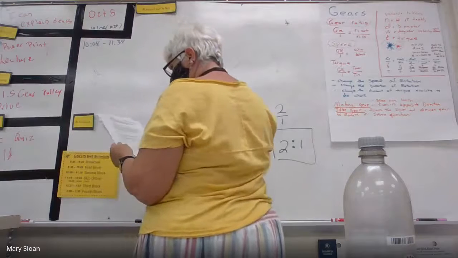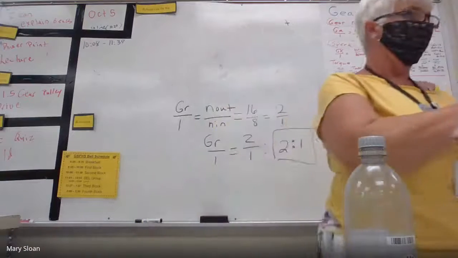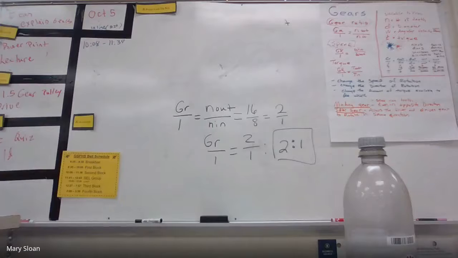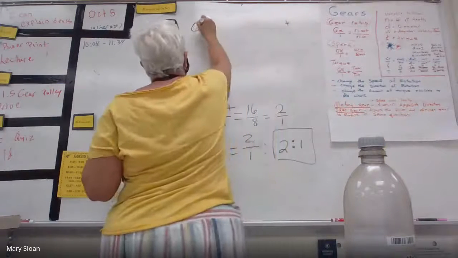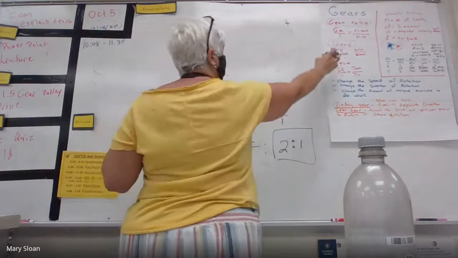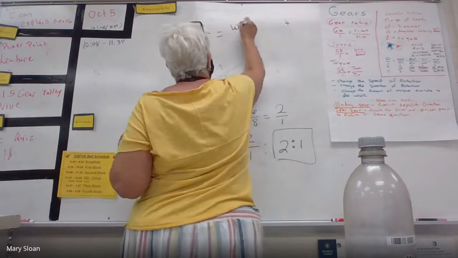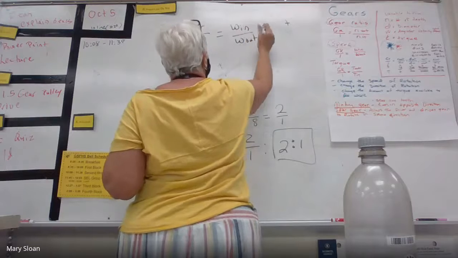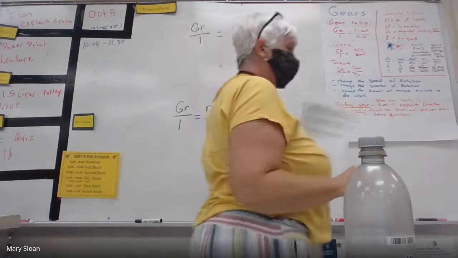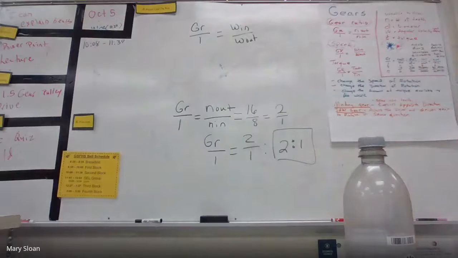Now we're going to try to do number 3. It's asking if gear A rotates at 60 RPMs, how fast does gear C rotate? Which one do you think we're going to use for that one? Speed. So we're going to do GR over 1 equals W in over W out. Okay, I'll give you a second or two to figure out what numbers you're going to use.